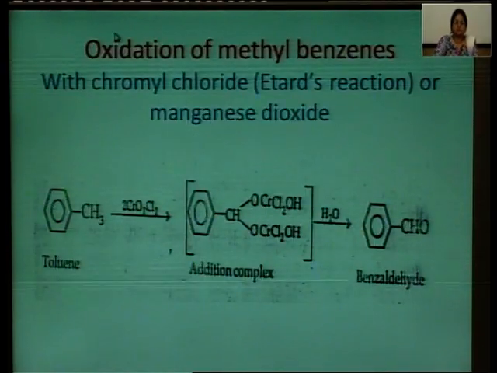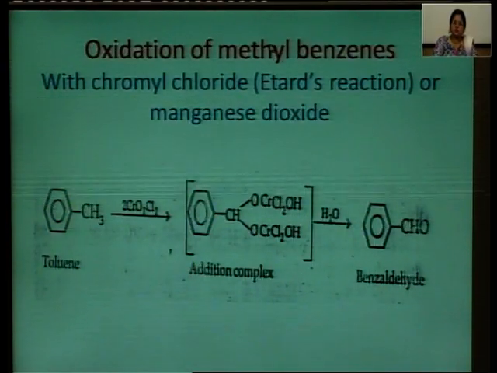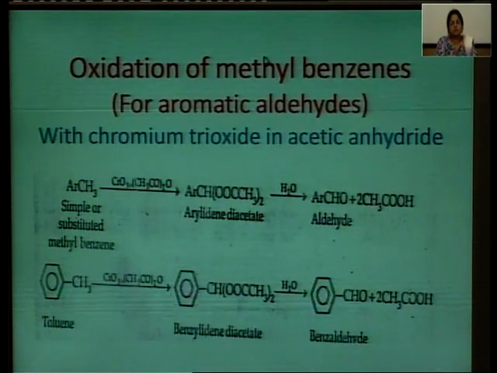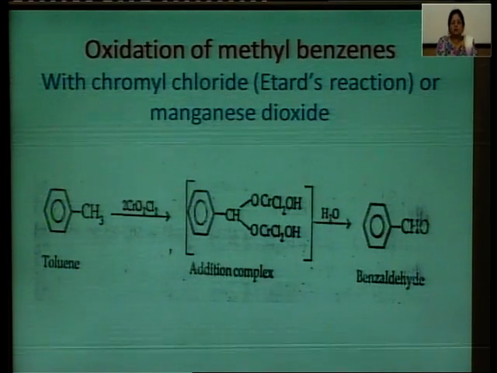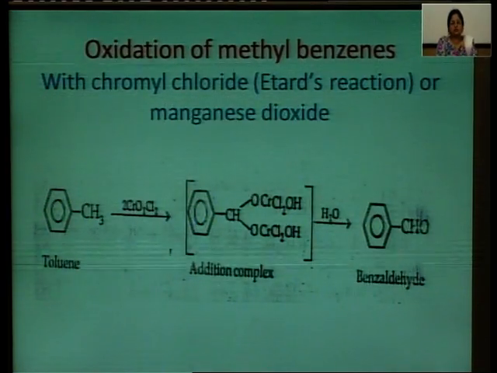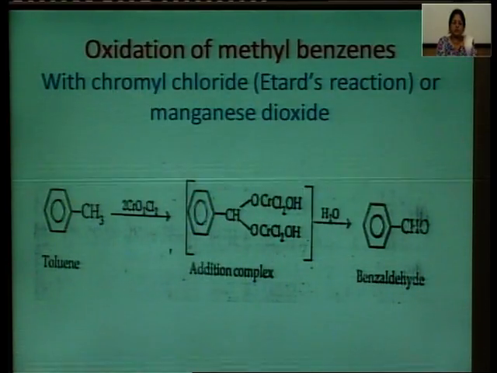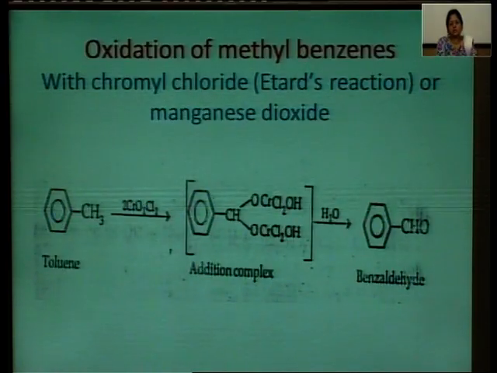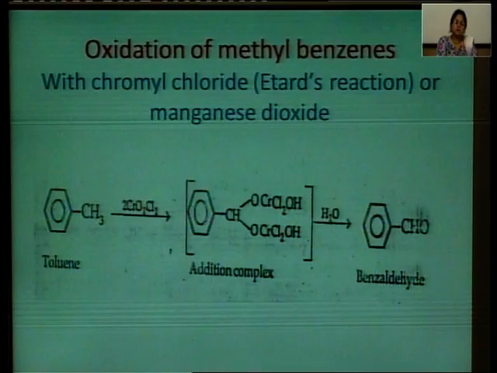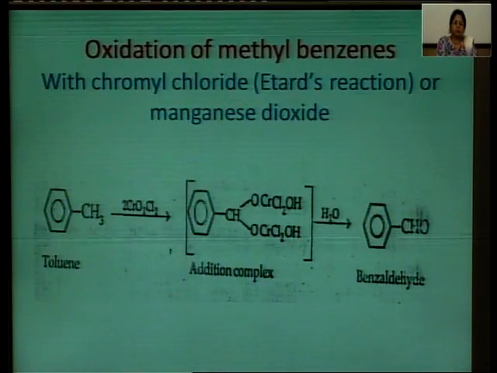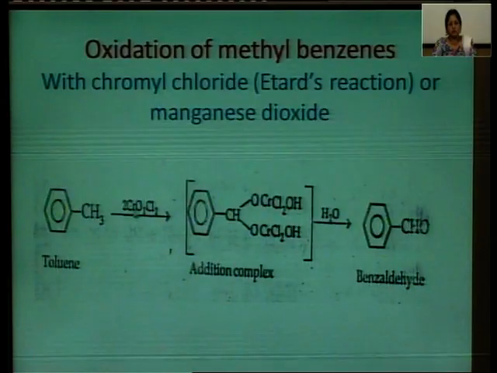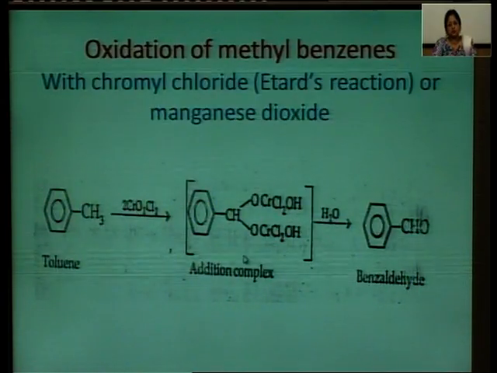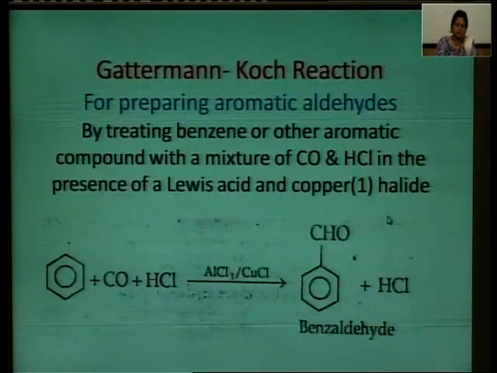Then next method for the oxidation of methyl benzenes. One method for the oxidation of methyl benzene is the use of chromium trioxide in acetic anhydride. Another method is with the use of chromyl chloride or the use of manganese dioxide. The reaction in which chromyl chloride is used is known as the Etard reaction. So, methyl benzene, for example toluene, when treated with chromyl chloride, this is the structure of the chromyl chloride, it first forms an addition complex which upon hydrolysis forms the aldehyde, that is the benzaldehyde.